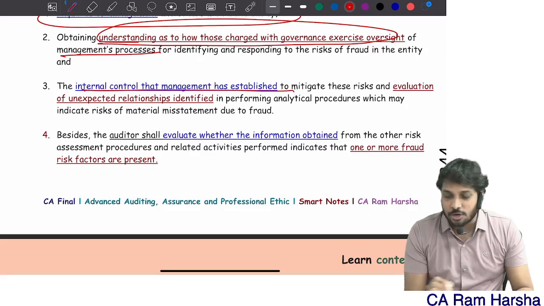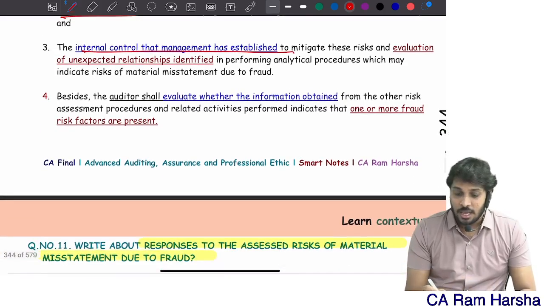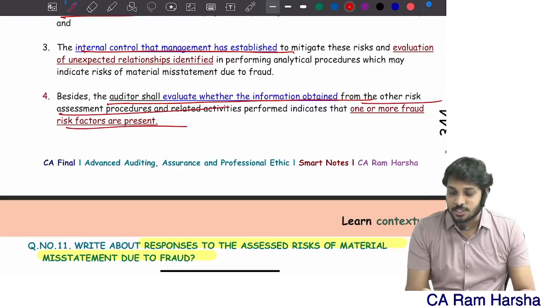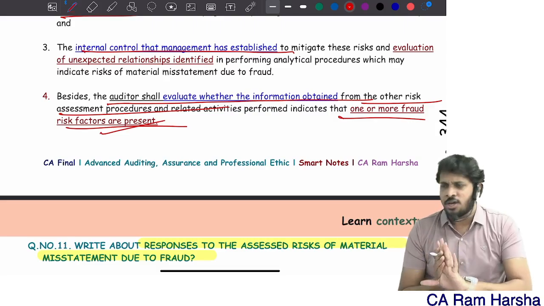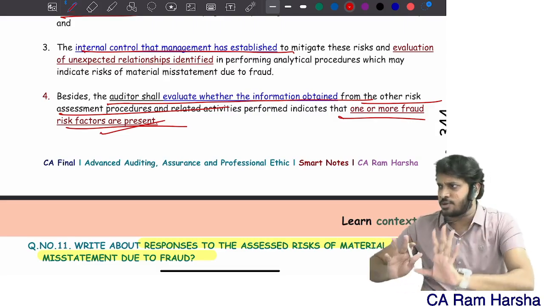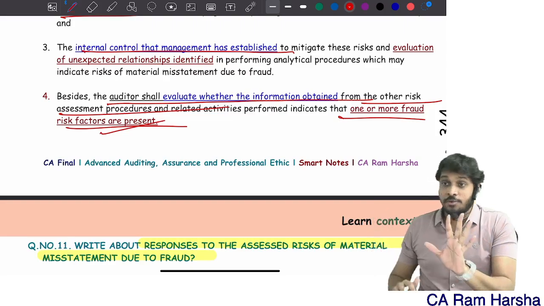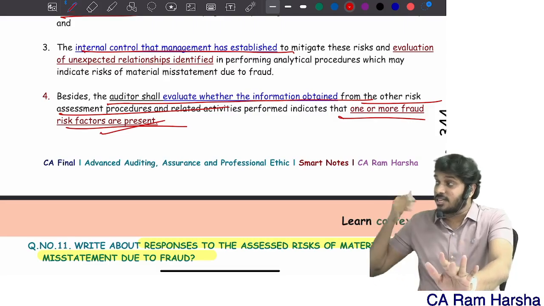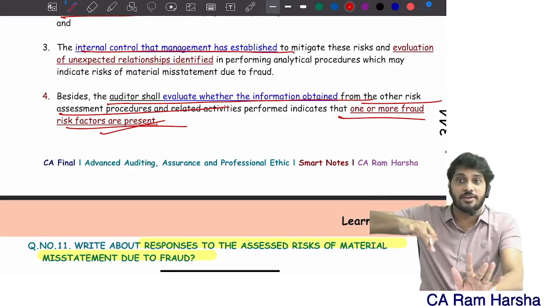The internal control management has established. The auditor shall evaluate whether information obtained from other risk assessment procedures indicates any risk factor. You will be doing not only a risk of fraud assessment, you will be doing a normal risk assessment, right? You will do a specific risk assessment for risk of fraud, and you will do a normal risk assessment. Whether the normal risk assessment provides any risk of fraud information, check.